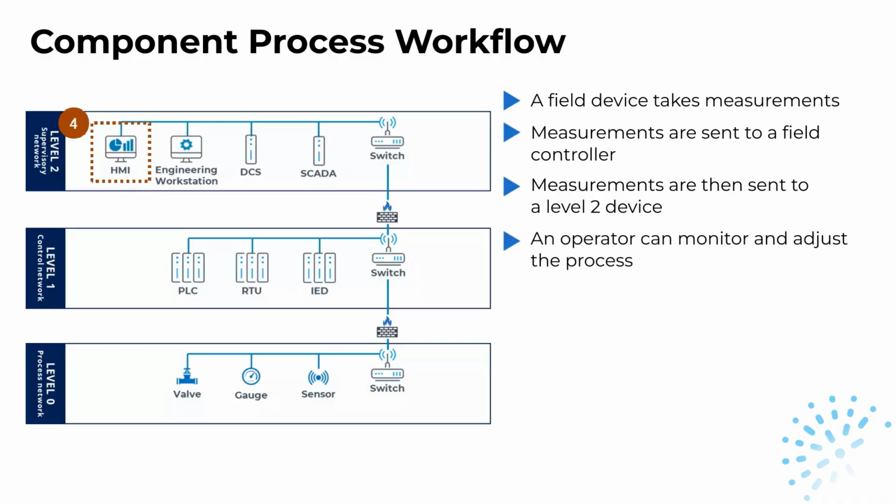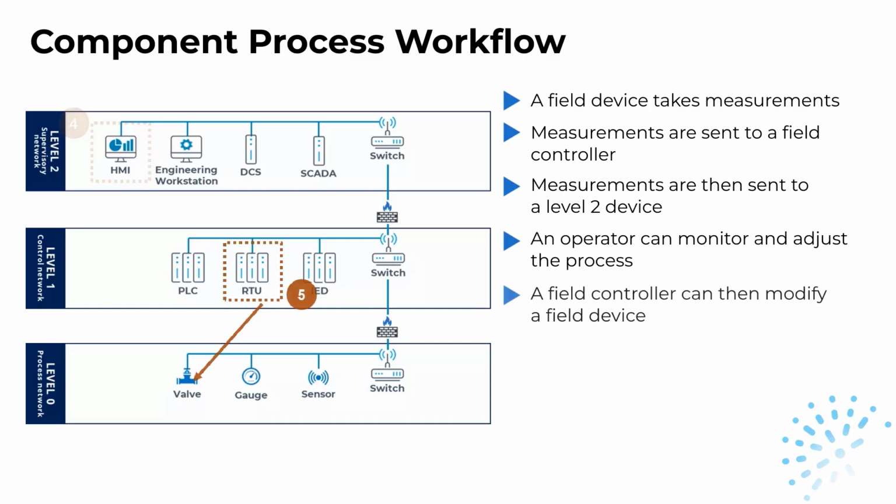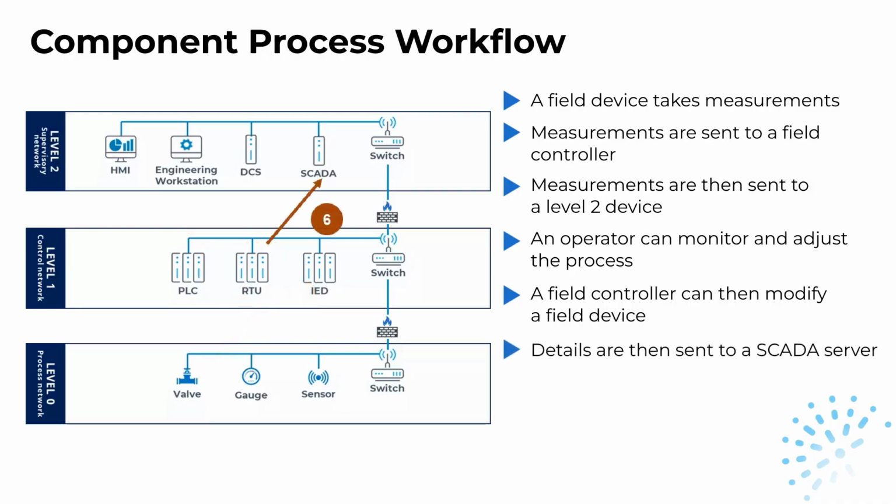Using an HMI, an operator can monitor the process and make necessary adjustments. For example, based on measurements received from a gauge, a field controller, like an RTU, could alter a field device by either opening or closing a valve. These changes by the RTU are then relayed to the SCADA server. Each stage of this communication chain introduces security vulnerabilities within the ICS network.